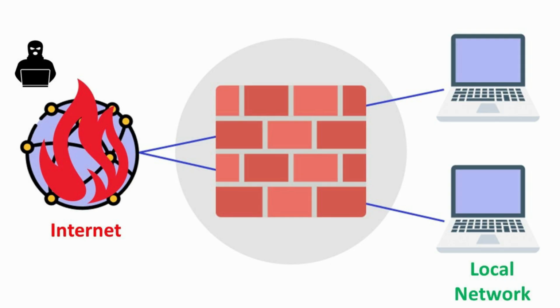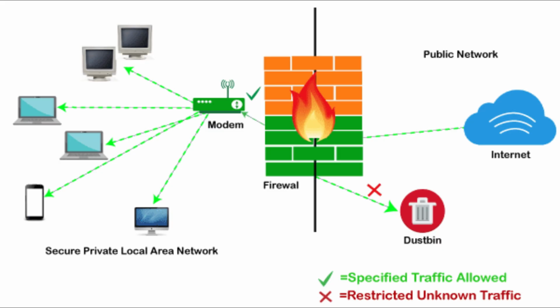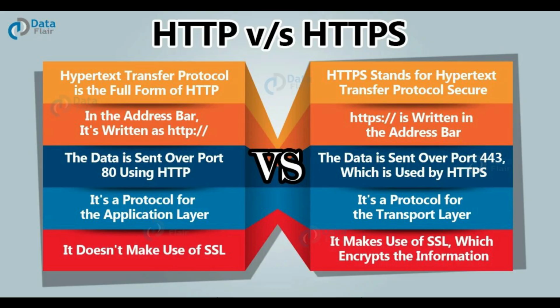Security and firewalls. When you talk about security, port numbers are very important in the implementation of network security measures such as firewalls. Firewalls can filter and control network traffic based on port numbers. For example, a firewall may be configured to allow web traffic, HTTP on port 80, while blocking other ports to prevent unauthorized access and potential threats.